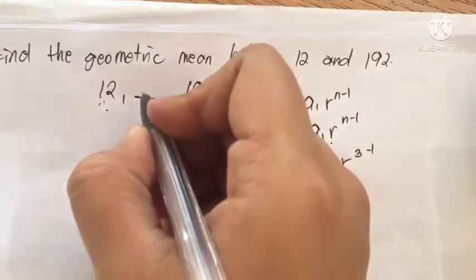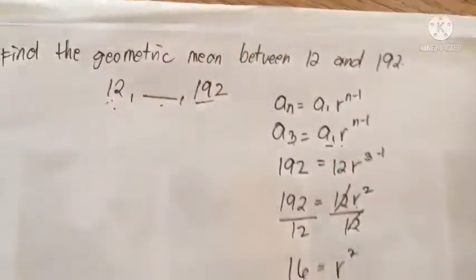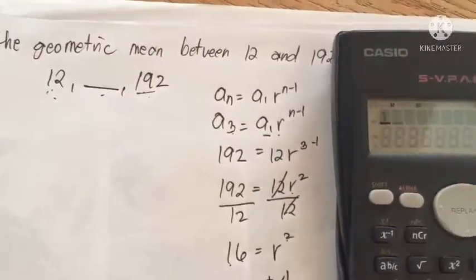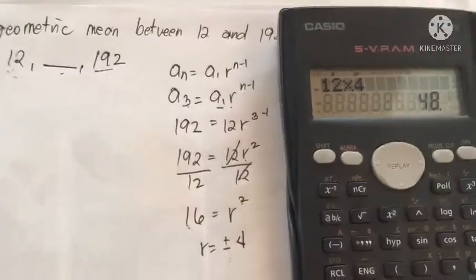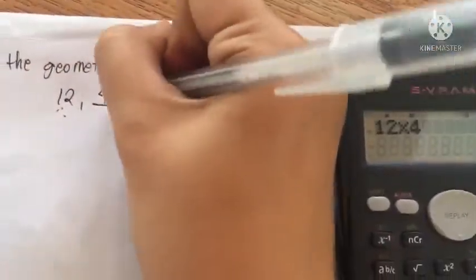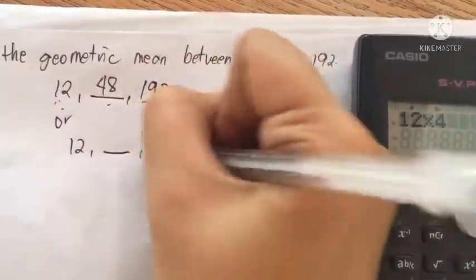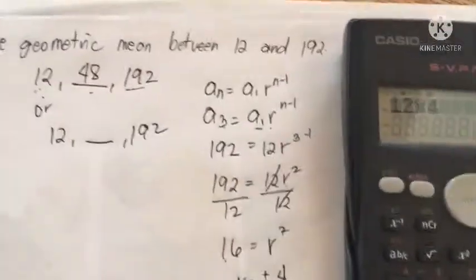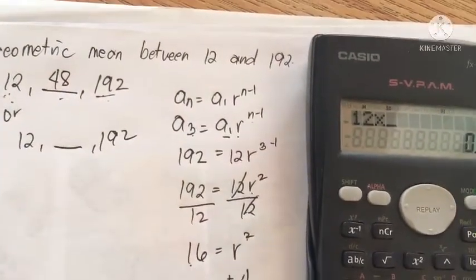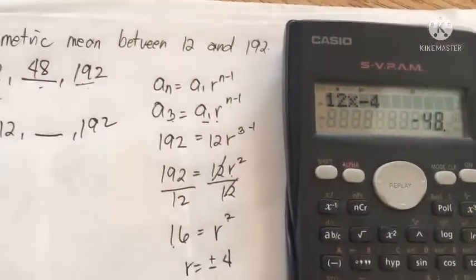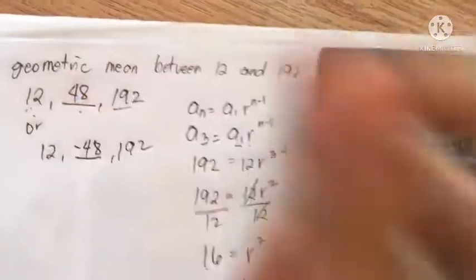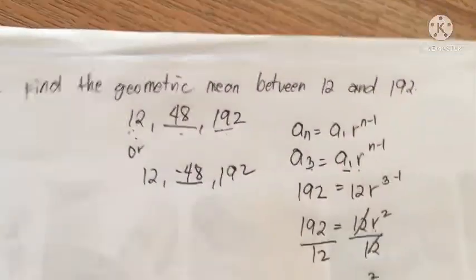So, kung positive 4 siya, ang sequence natin magiging 12, 12 times 4, ang sagot natin is 48, or magiging 12, 48, tapos 192. So, yung next natin is negative 4. 12 times negative 4. The answer is negative 48. Okay? Next.